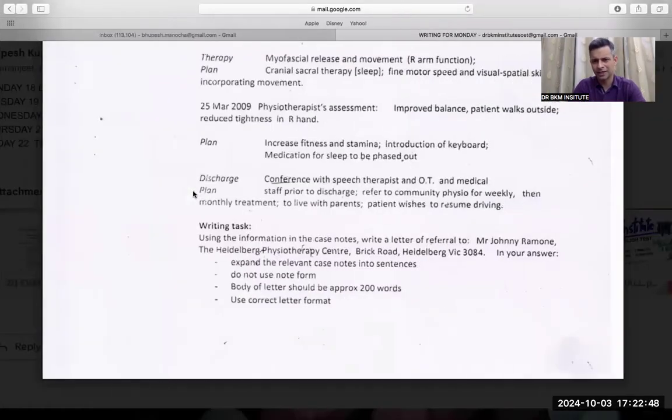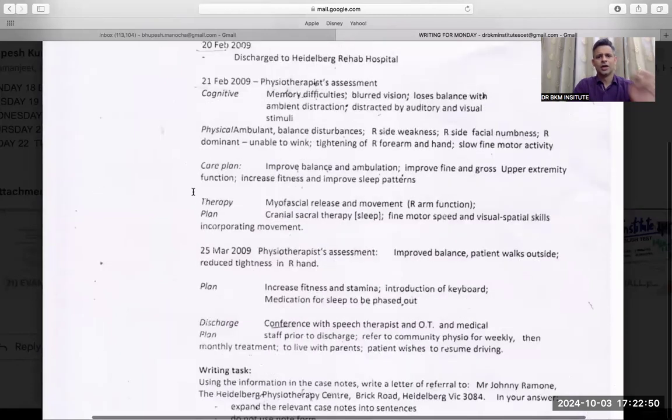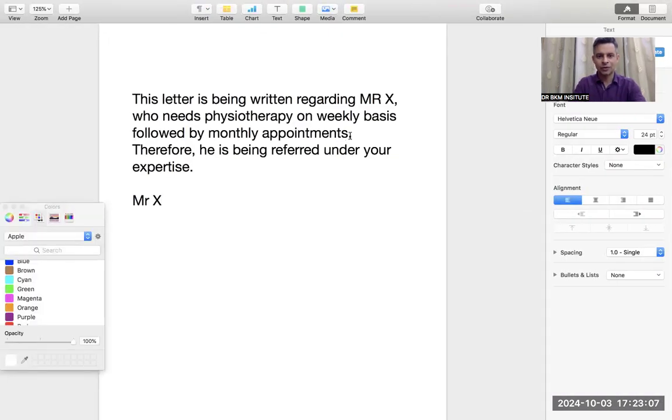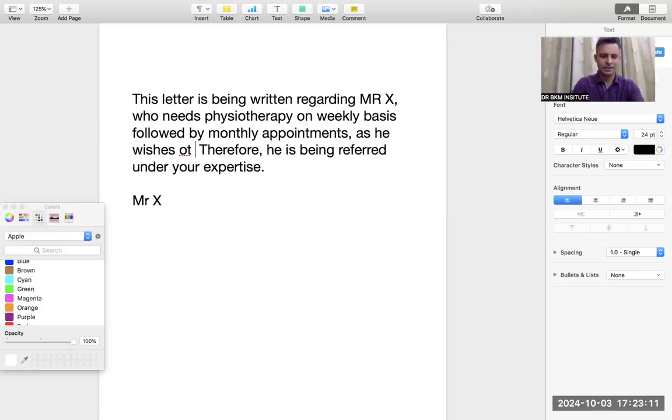Now I will read the complete letter. Okay, the complete letter is: patient to be discharged from the Heidelberg Rehabilitation Hospital today. So that means I am also part of rehabilitation hospital. I am a nurse over there. Following a work accident. Okay, he had a work accident, means accident on the work. Even if I want to write this line as he wishes to resume driving, I can write this.